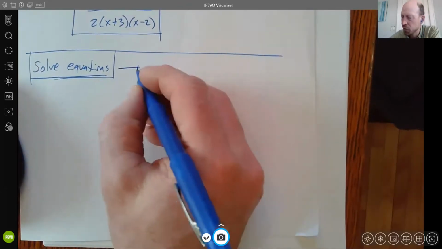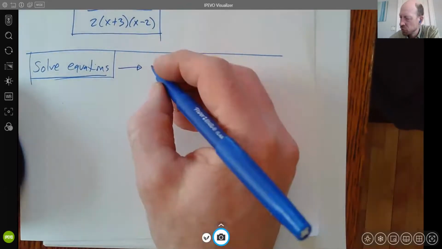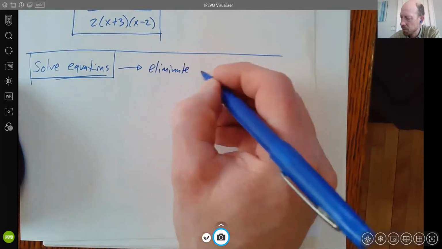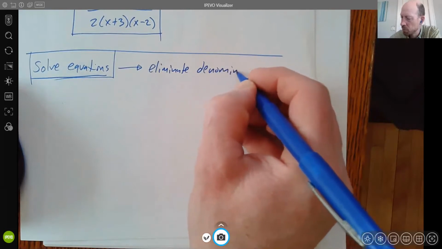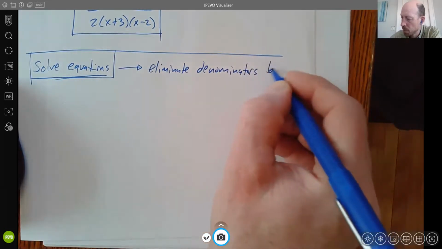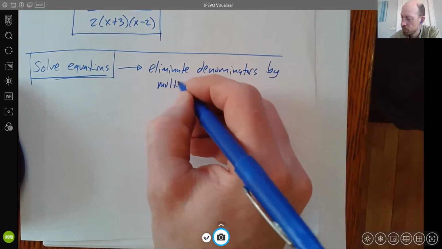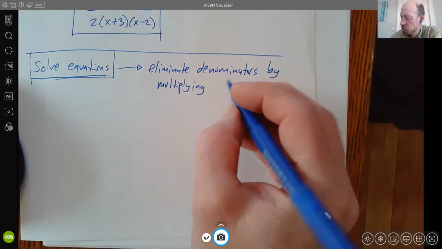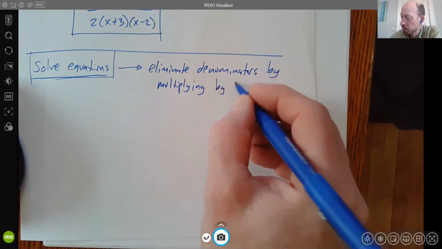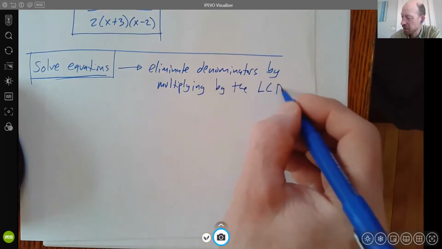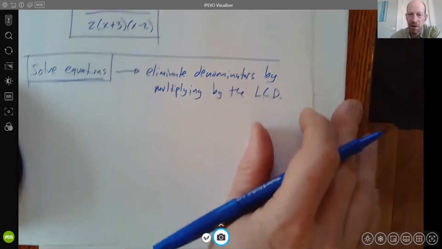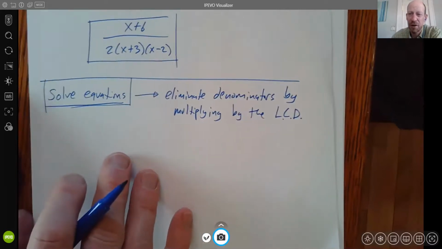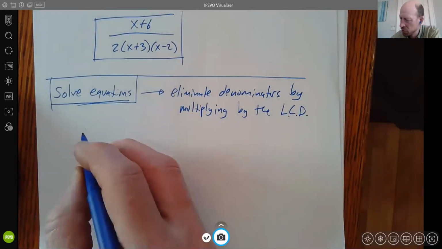So our goal when we're solving equations is to eliminate the denominators by multiplying by the LCD, the least common denominator. The goal here is that we don't actually want to work with the denominators. We want to get rid of the denominators.